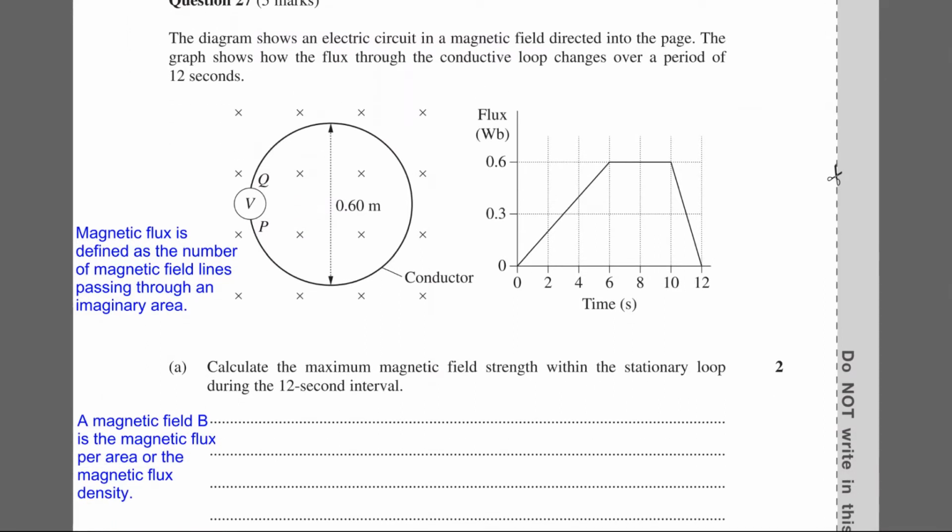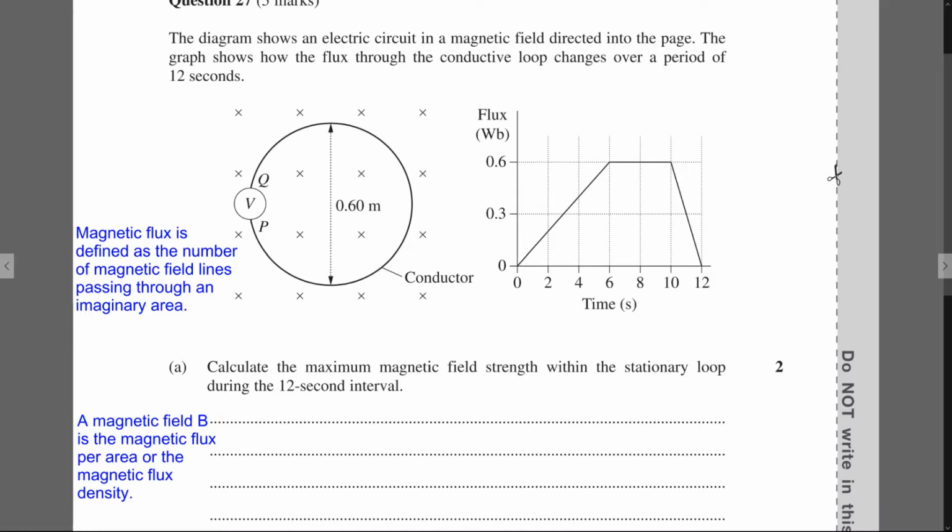So things to remember here are the definitions for flux, magnetic flux, and magnetic field. Magnetic flux is defined as the number of field lines passing through an area. It can be an imaginary area. A magnetic field B is the magnetic flux per area, or the magnetic flux density.